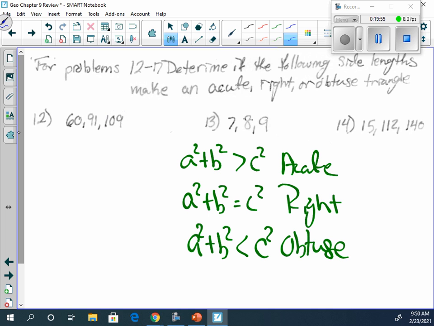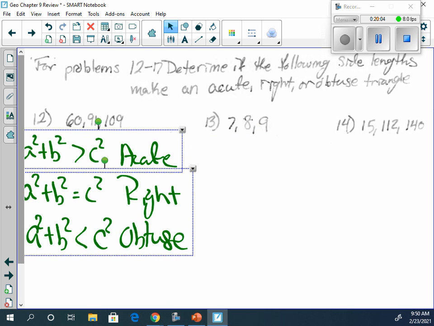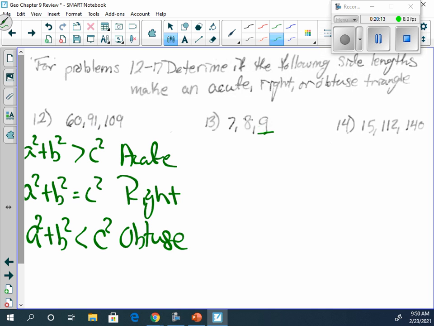I'm going to erase this here so that I can move these over here. Now the next one we'll look at is 13: 7, 8, 9. Now 9 would be the hypotenuse because again it is the biggest side. The biggest side is always going to be the hypotenuse. So we want to see what the value of c squared, or 9 squared, is. Now a and b are going to be 7 and 8, so we'd have 7 squared plus 8 squared.